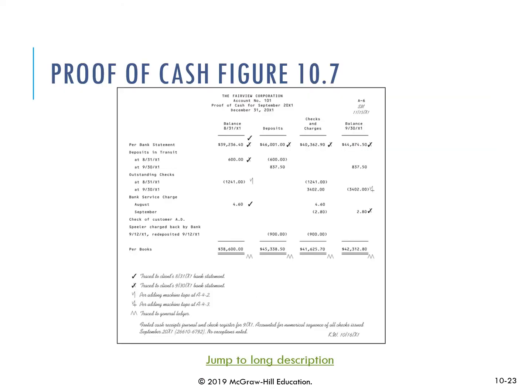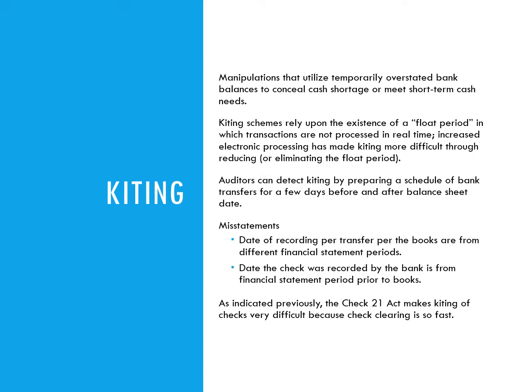All right, so again, proof of cash. Let's talk about kiting. Back in the olden days, which is the 90s, it took about 3 to 5 days for a check to clear. There were no debit cards. There was none of that. Everybody wrote checks. People bounced checks right and left. Banks made tons of money on bouncing checks.